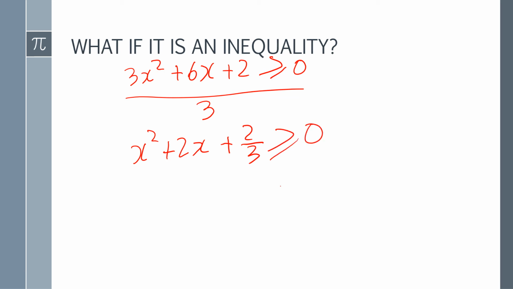Just don't let this inequality sign confuse you. So the sum is going to be minus 2. Solutions are going to be minus 1 plus u, because half of the sum, half of minus 2 is minus 1. And the second is going to be minus 1 minus u.